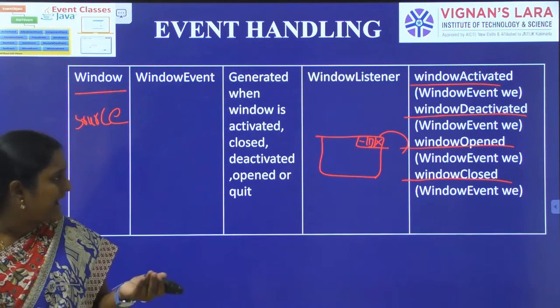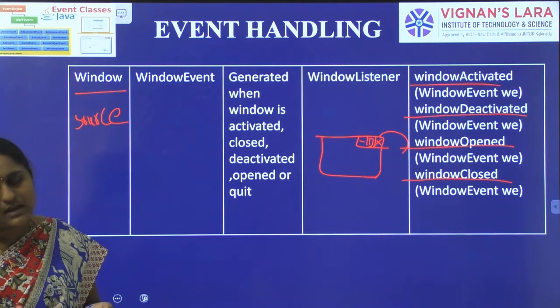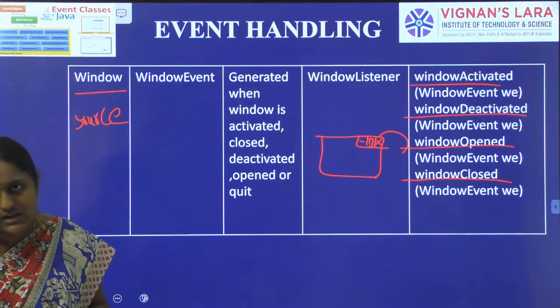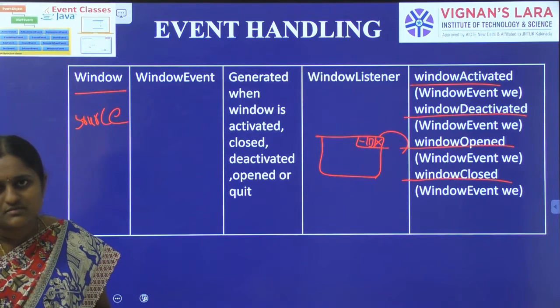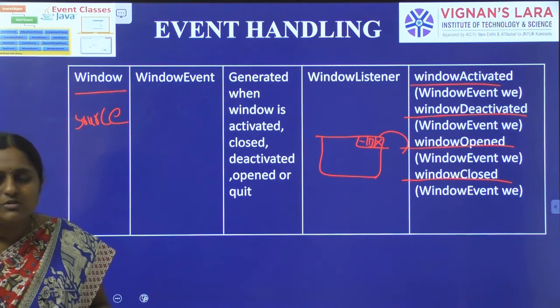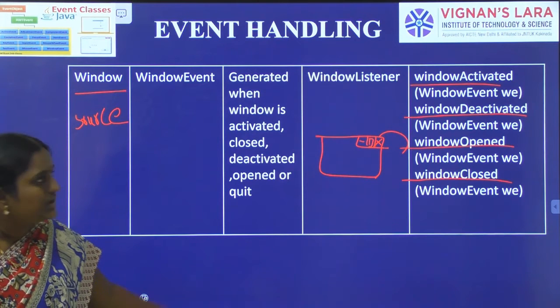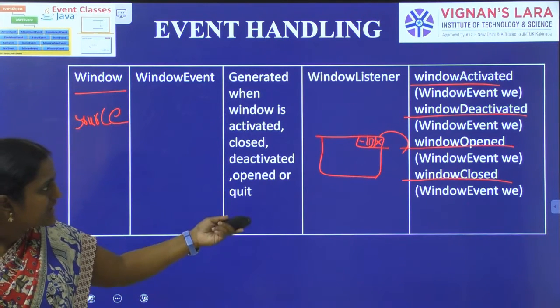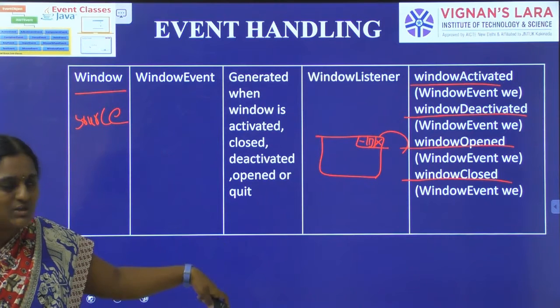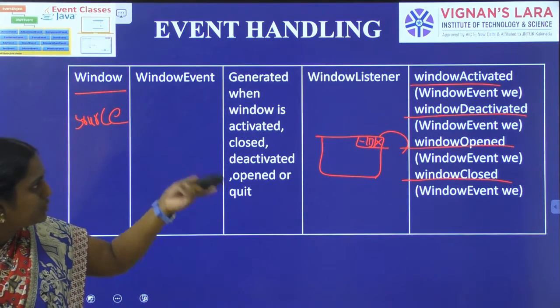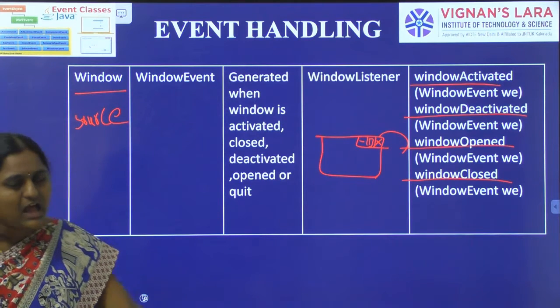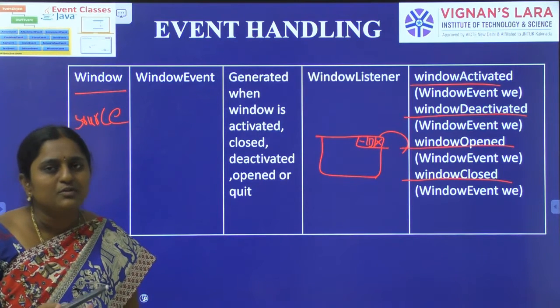Automatically the window is deactivated. Closed means we can manually close any window, so the window closed method is invoked. We can manually close the window and then we can't use it. So here the WindowListener interface defines the activated, deactivated, opened and closed methods. WindowEvent is the object. This object is supplied as an argument to these four methods. W is the reference of this object.